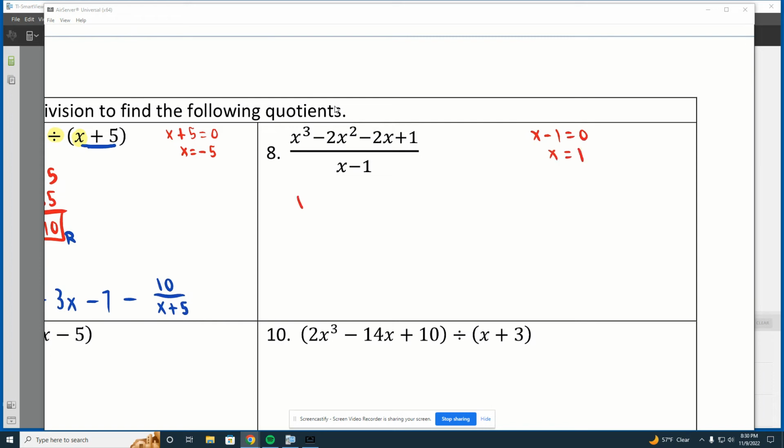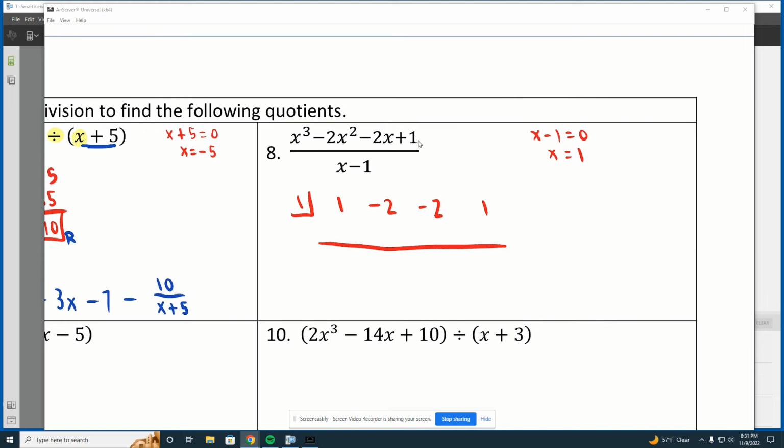So the number in the box is 1. Look at your dividend. Your biggest exponent is x cubed, and its coefficient is 1. And then I work my way down. What's below x cubed? X squared. Got it. -2. What's after x squared? X. Got it. Another -2. What's after x? Constant. Got it. It's 1. If there's any missing term all the way down to our constant, we have to include it.